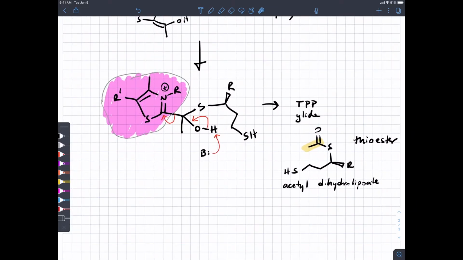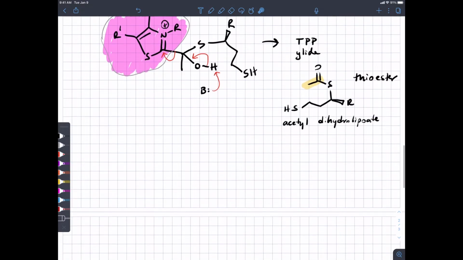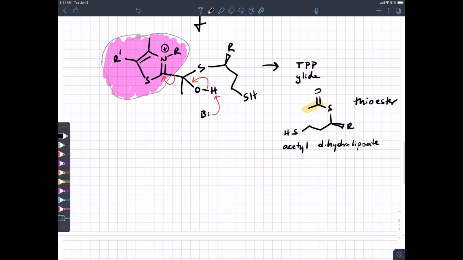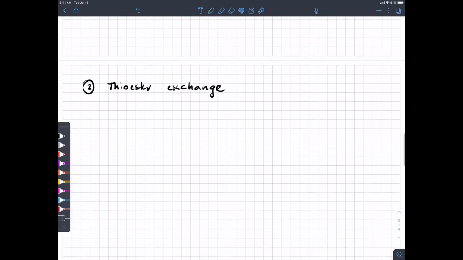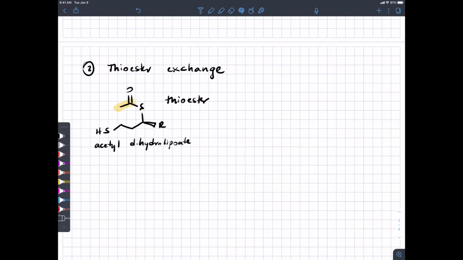Okay. In all of this, look for similarities to things that you've seen before. All right. The next step is easy, and we don't actually need to draw the mechanism too much. This is Thioester Exchange. Or you could call it Trans-Thioesterification if you wanted to use an Asian word and sound like a bureaucrat.